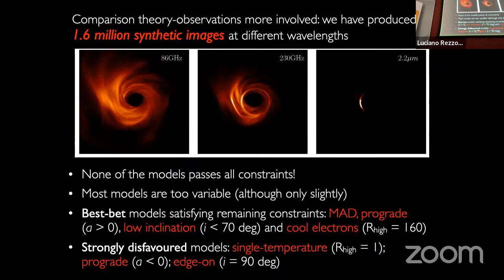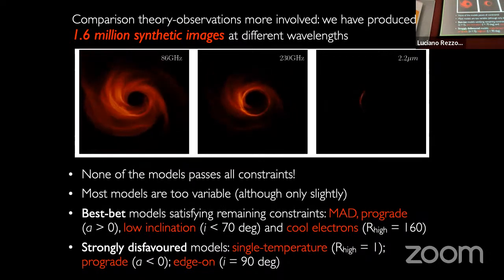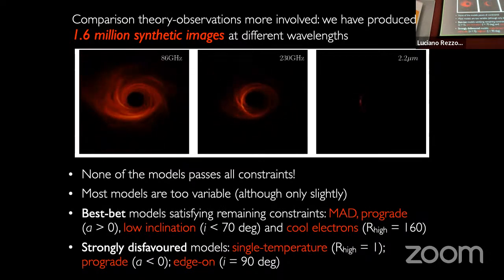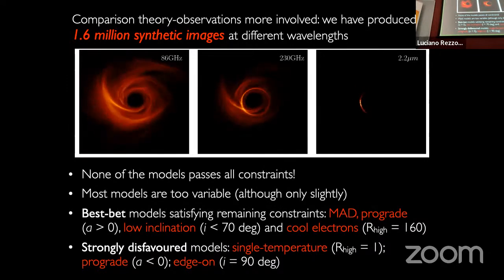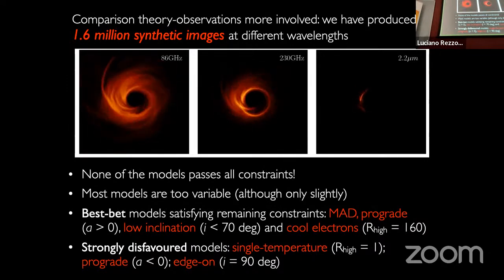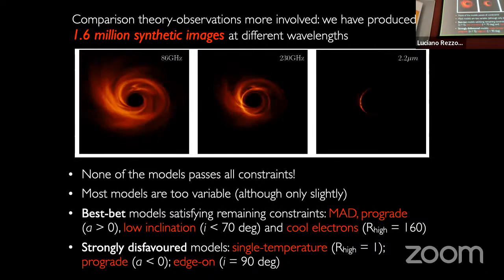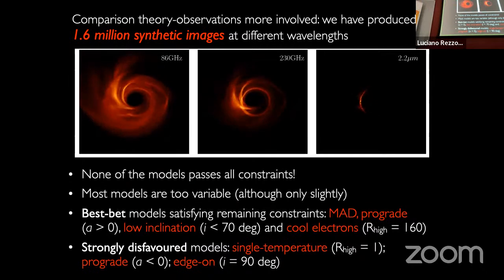On the other hand, the models which are strongly disfavored, certainly something that doesn't seem to match at all, is small R-high, single temperature, retrograde, so counter rotating, and seen almost edge on, i equal 90 degrees.